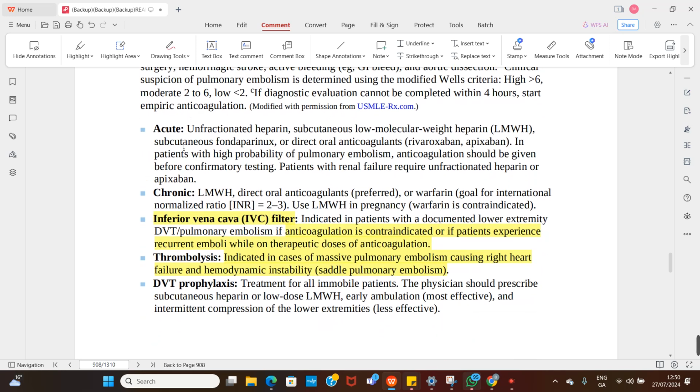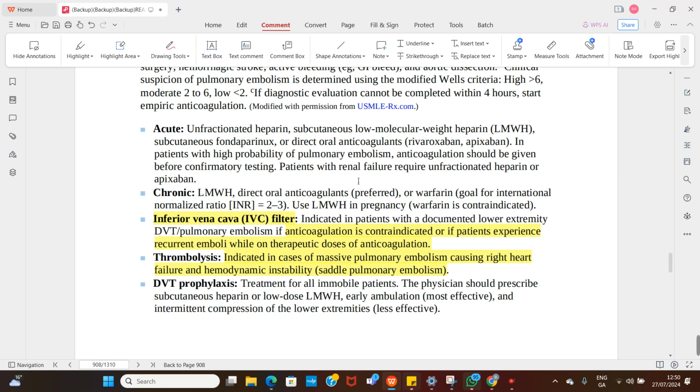So for your acute treatment, if you want to anticoagulate, what do you give? You can give almost all of them: heparin, unfractionated, low molecular weight, the Xabans, your direct oral anticoagulants, any one of them. But keep your mind open and watch out for any risk factors that might not allow you to give any one of them. For example, someone with kidney failure, you cannot give low molecular weight. You want to use another thing, maybe unfractionated. That's the way it works.